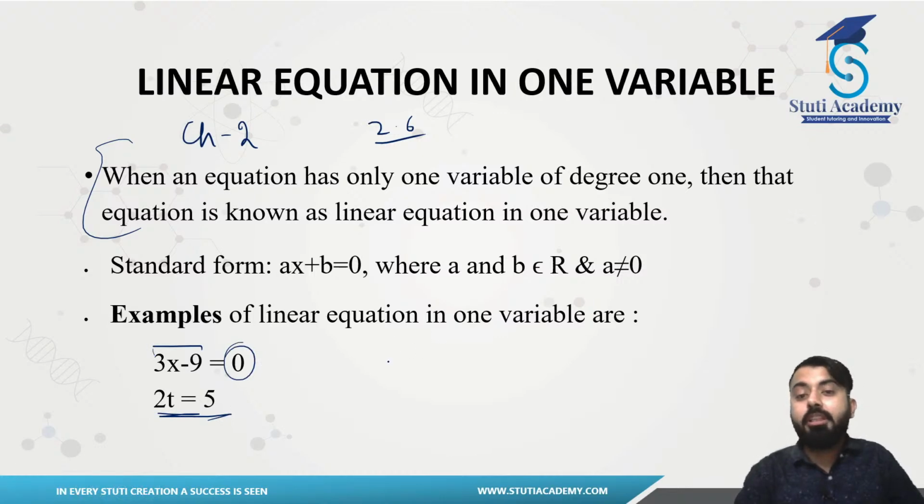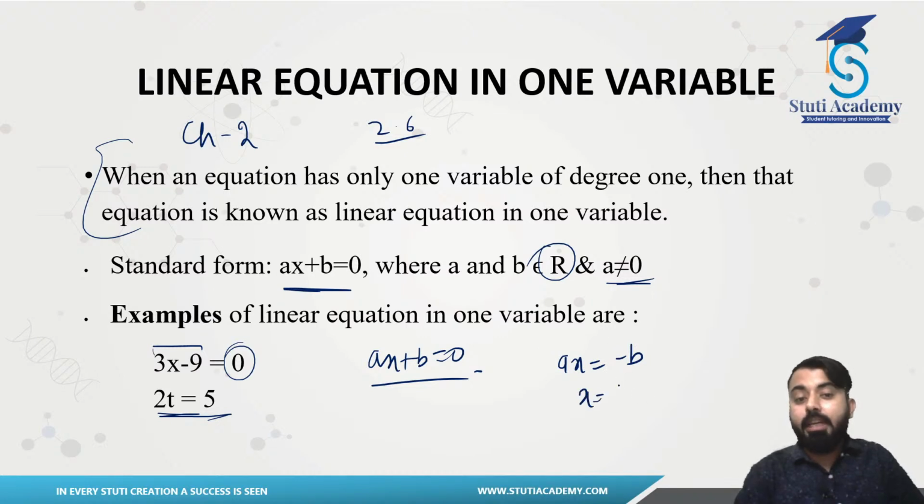You can have any other example. The standard form is ax plus b equals 0, where a and b both are real numbers and a cannot be 0. Since if it were 0, then solving this, ax equals minus b, and if a were 0, then b by 0 is not defined. So it will be a situation of infinity, or you can say a case of not defined, not a definite answer. So this is what we are going to deal with here.